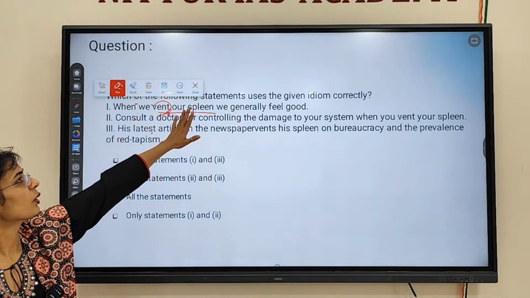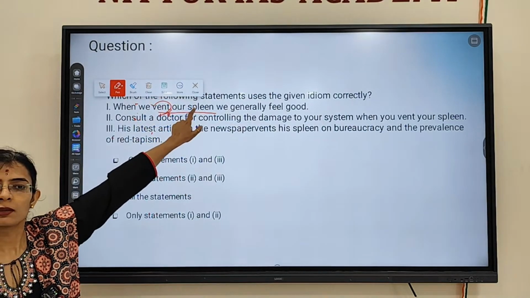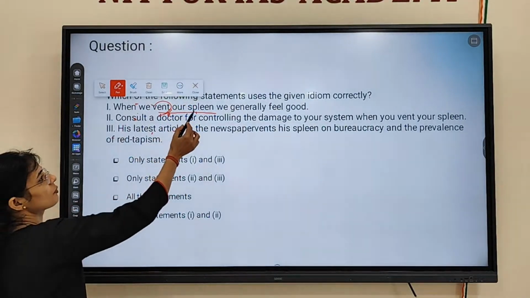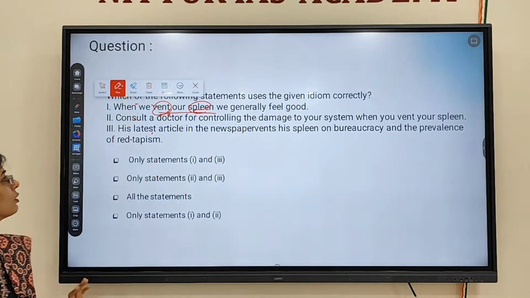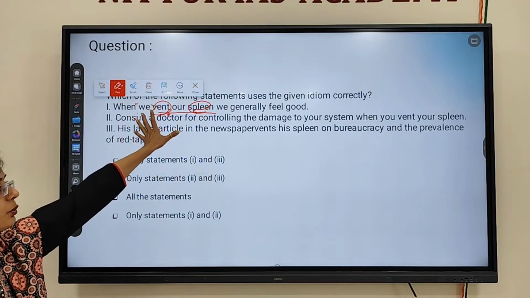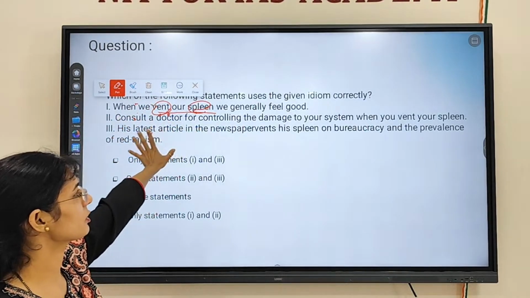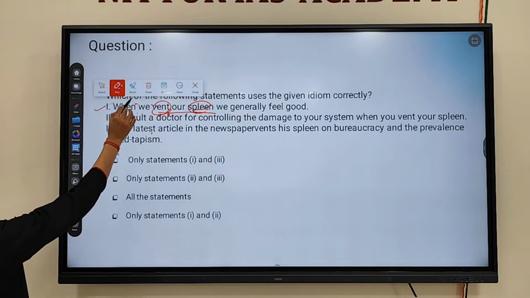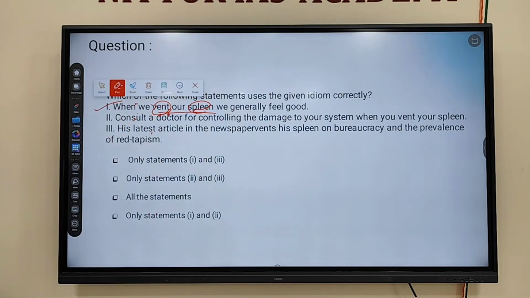Vent your spleen means vent what? Vent your anger, to express our anger or frustration. So, looking at the use of the idiom, which sentence do we think expresses it correctly? Vent your spleen and you'll feel good. Okay, vent your anger, you'll feel good. Vent your emotions, you'll feel good. First is correct. No? Consult a doctor for controlling the damage of your system when you vent your spleen. It's related to something that is intangible, right?